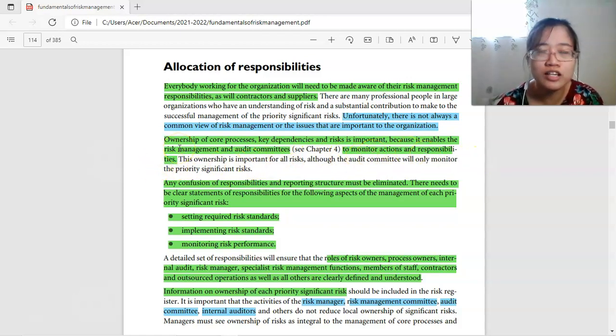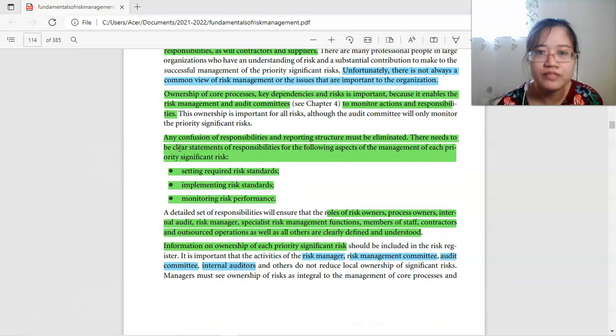Itong ownership, more like, acceptance of risk, okay? Okay, we accept na meron yung risk na nandiyan yan, present in the organization. That's already owning up to it. And of course, with acceptance is yung kasunod, you have to deal with it, right? And when you deal with it, you have to check the core processes, the dependencies nga. Okay. Any confusion of responsibilities and reporting structure must be eliminated.